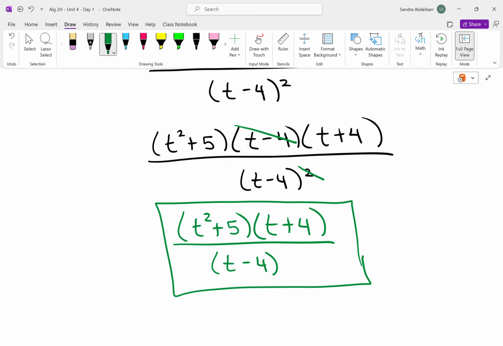Let's say, for example, the bottom was t minus 3. Would you still have to simplify? No. So if you knew that if you factored it, nothing would cancel, you do not have to factor it.